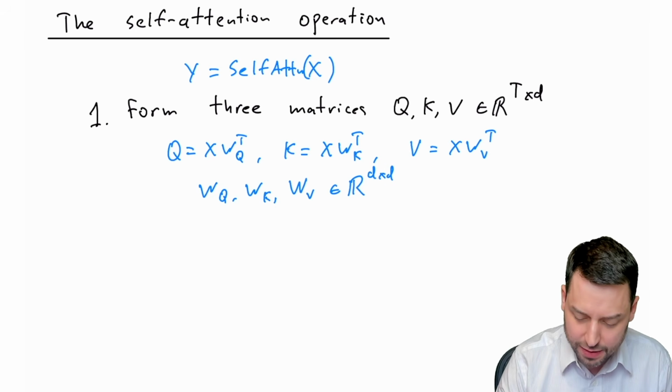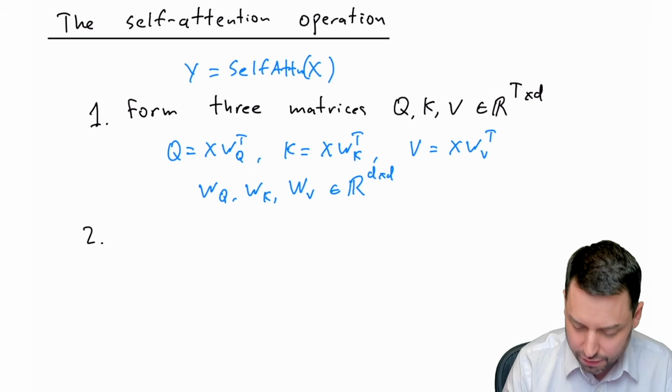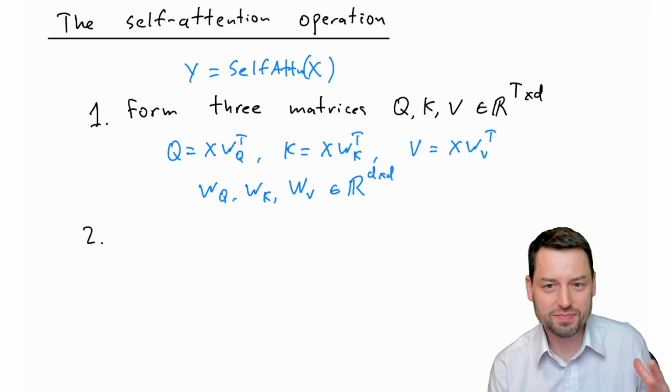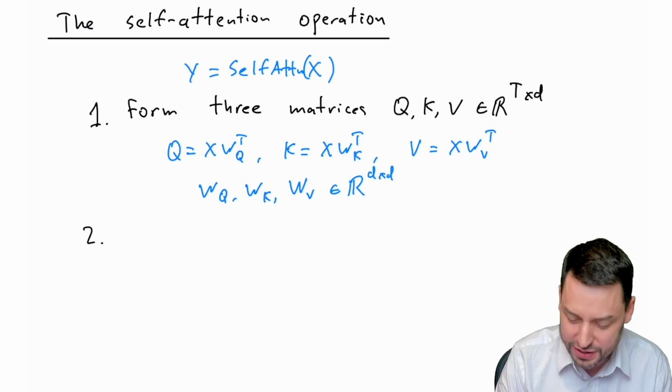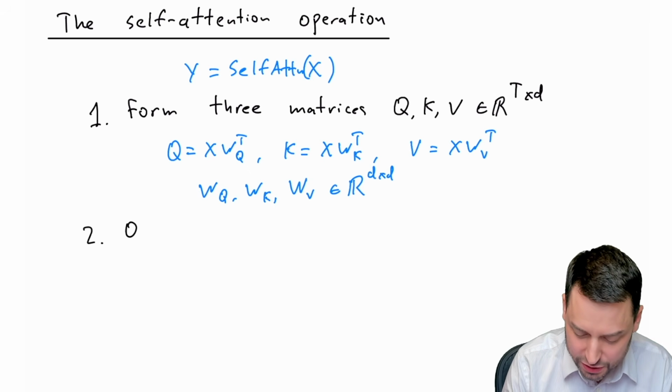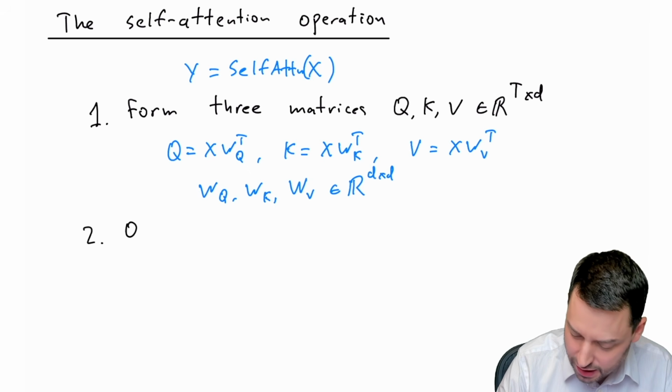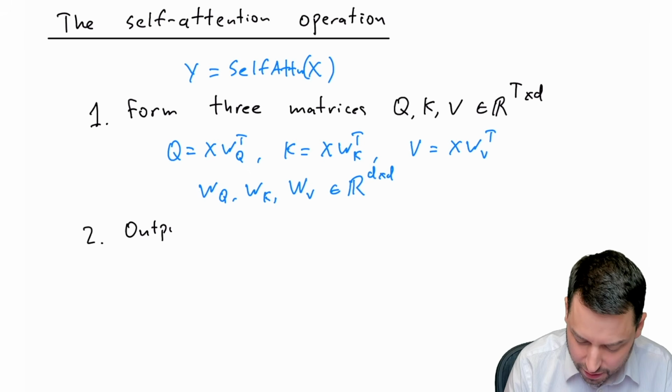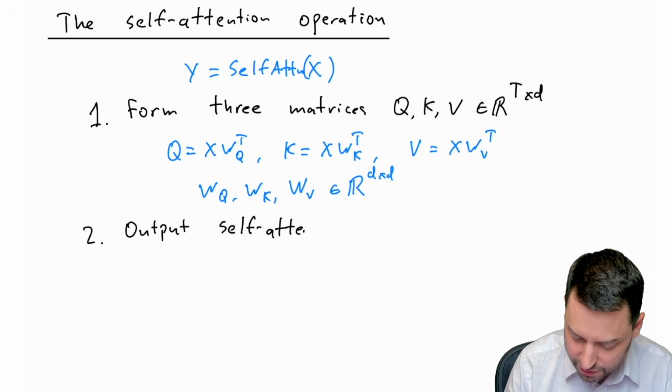The next step is that we form the canonical self-attention operation. And here's what it is. So then we'll output the self-attention operation.